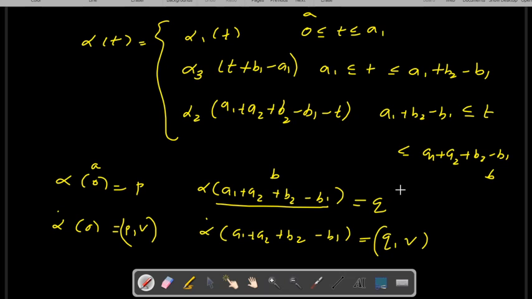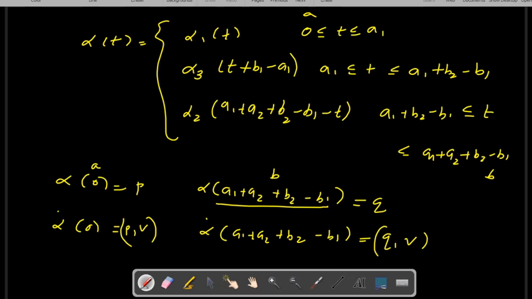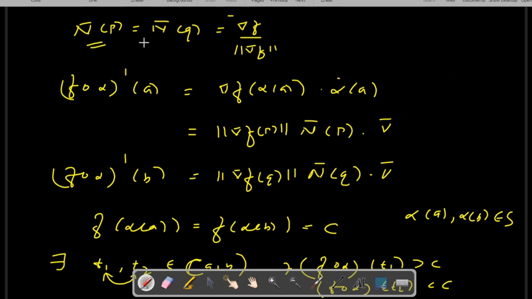With that, one more thing you can say is that alpha of t will never be an element of S for all t other than these two endpoints. So all the points lie outside S, that also is satisfied. Using this construction, you are taking N of P and N of Q, both the same. You are just taking either minus del f by norm del f or plus del f by norm del f, any one normal orientation you are taking.